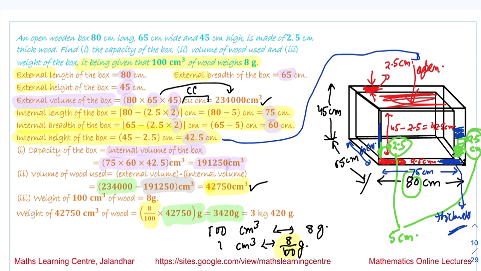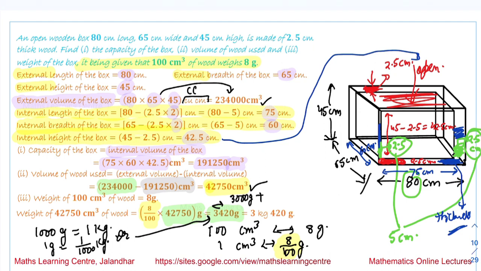When we multiply this value, it is 3420 gram, and we know that 1000 gram is equal to 1 kg. It means 1 gram is equal to 1 by 1000 kg, or we can directly see that 1 kg is 1000 gram. So we can write this as 3000 gram plus 420 gram. 3000 gram is 3 kg. So the answer we will get is 3 kg and 420 grams.